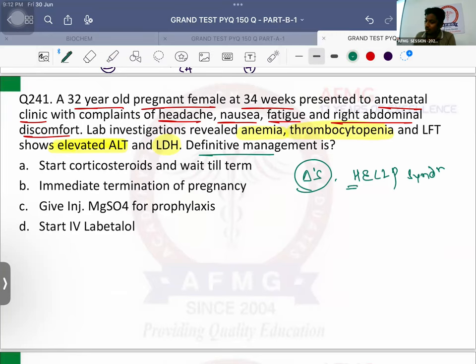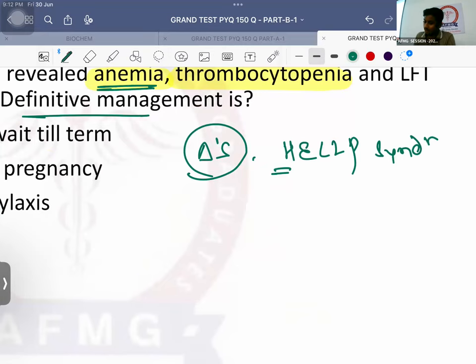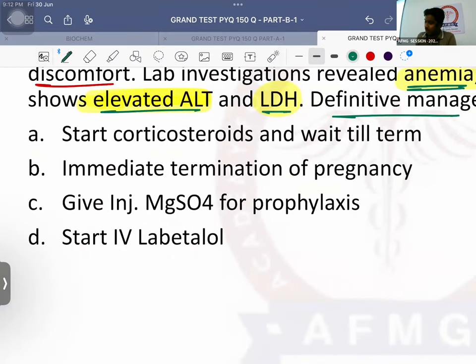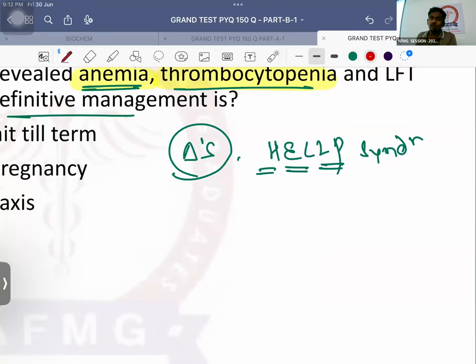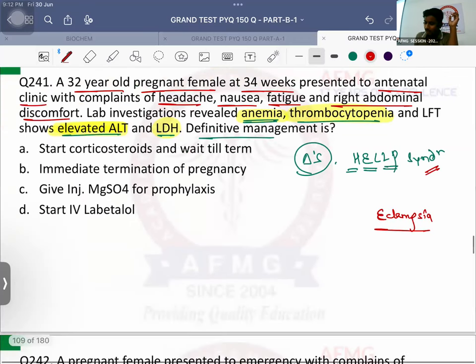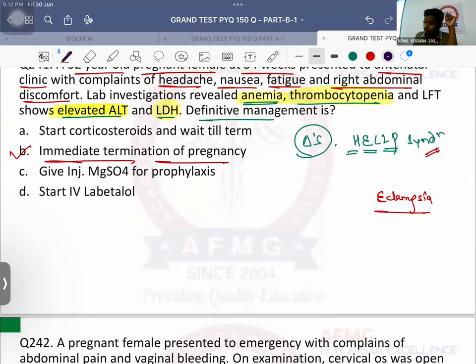Okay, HELLP syndrome is what? H goes for hemolysis, that causes anemia. EL goes for elevated liver enzymes. Can you see elevated ALT and LDH? And LP goes for low platelet count, that is thrombocytopenia. Two conditions which are an indication of immediate termination of pregnancy: one is HELLP syndrome and second is eclampsia. In both these conditions, we have to go for immediate termination of pregnancy. So, what is the definitive management? Immediate termination of pregnancy. Next step in management, if it had been asked, basic resuscitation would have been your answer. Please remember that.